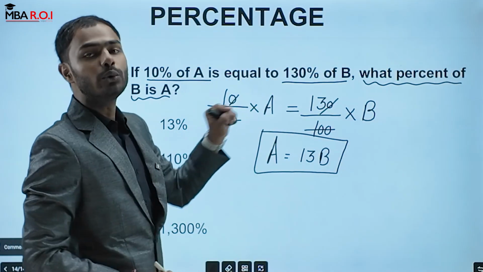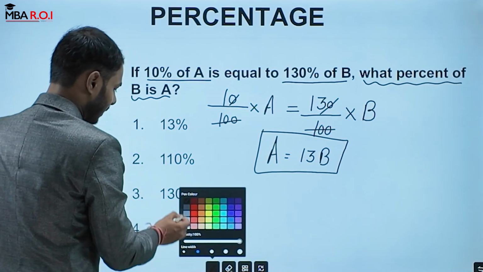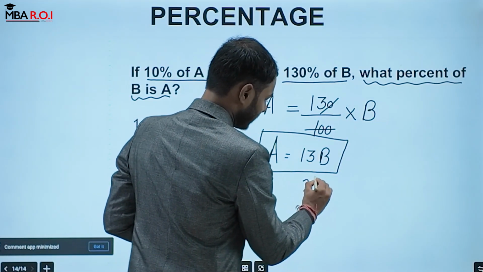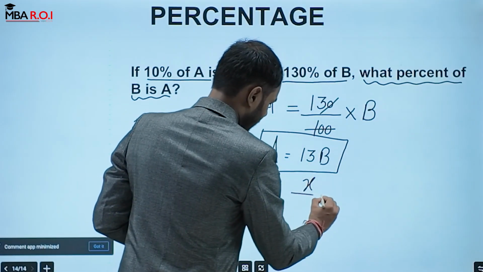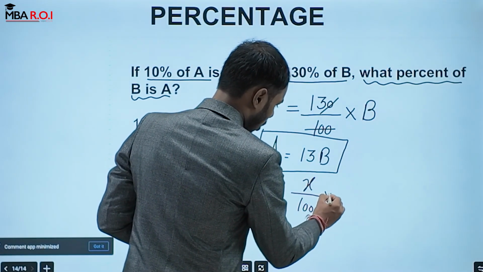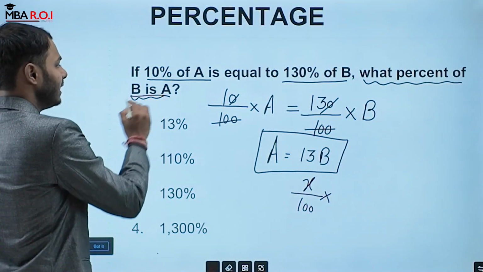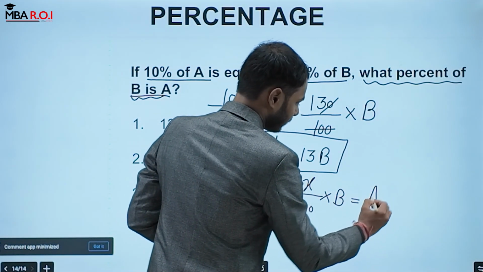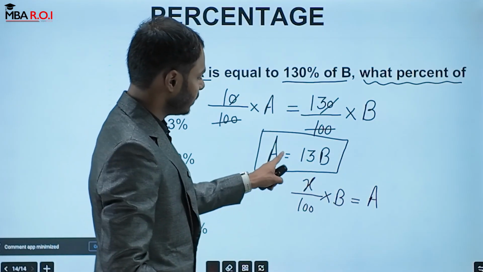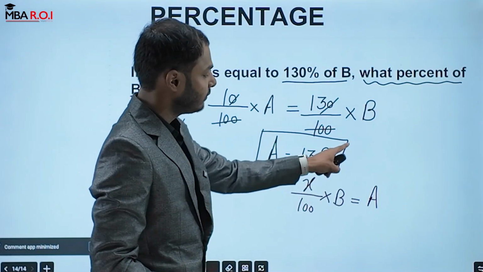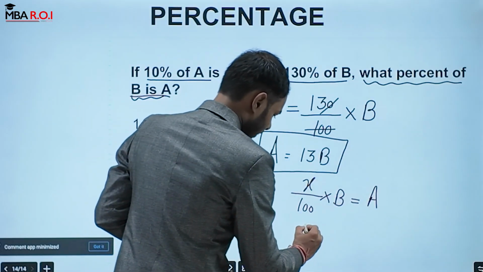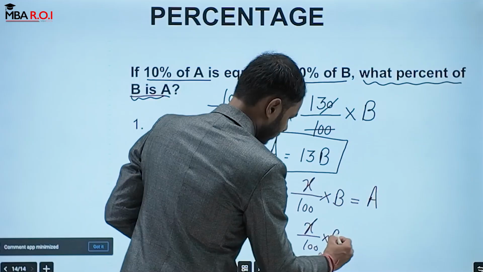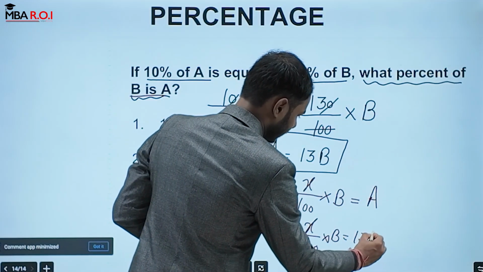So here again we need to use the keywords. How can we use the keywords? Let me write it with another pen. So what percent means, what means any kind of unknown variable x, percent means divided by 100, of means multiplication, B is A. Now how can we simplify? We know this relation that A is equal to 13B, so we can directly put it here. So we will get that x divided by 100 times B will be equal to 13B.